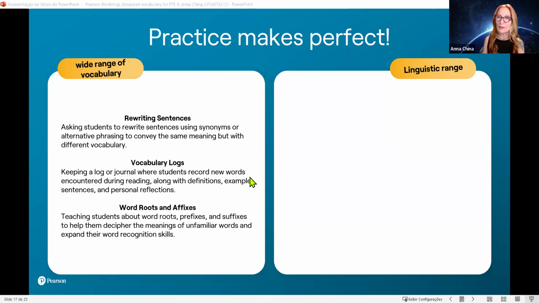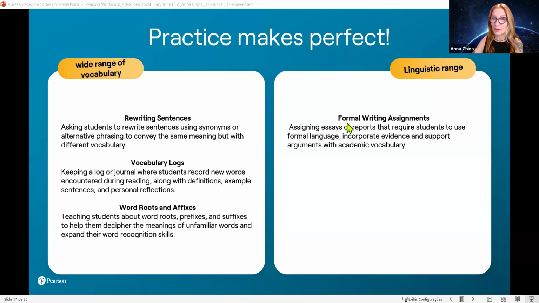So you're going to do gap filling, you're going to do rewriting sentences, you're going to encourage them to log the vocabulary, you're going to teach them healthy, unhealthy. So that is one way of dealing with vocabulary.